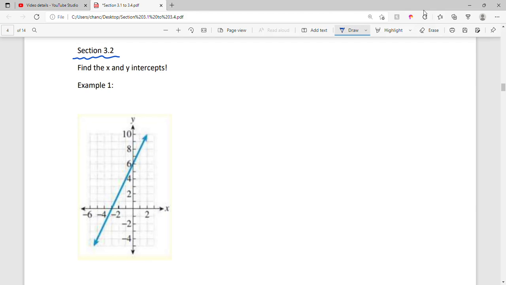In section 3.2, let's find the x and y intercepts. The x-intercept is the point where the graph crosses the x-axis. In this case, the x-intercept is the point -3, 0. That's where it crosses the x-axis.